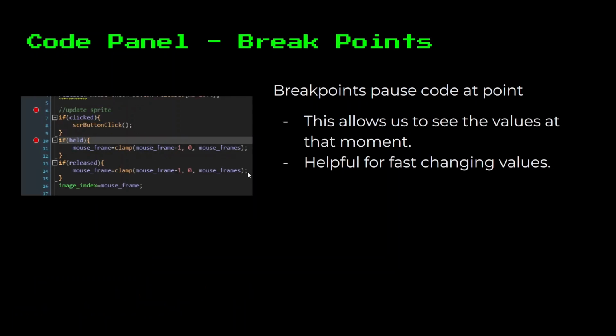Additionally, we can also add breakpoints to our code. For those of you unfamiliar, breakpoints are spots at which your code will pause. And this pause will allow you to see the values happening at that very instant to make sure it lines up with what you want to see. As you can see, I have two breakpoints here, one at if clicked and one at if held. I added these breakpoints by clicking to the left of the line number, and I can also toggle them off by clicking on them again. This is helpful for changing values. For example, in the step function, it changes every step. So to keep up, these breakpoints are very useful.